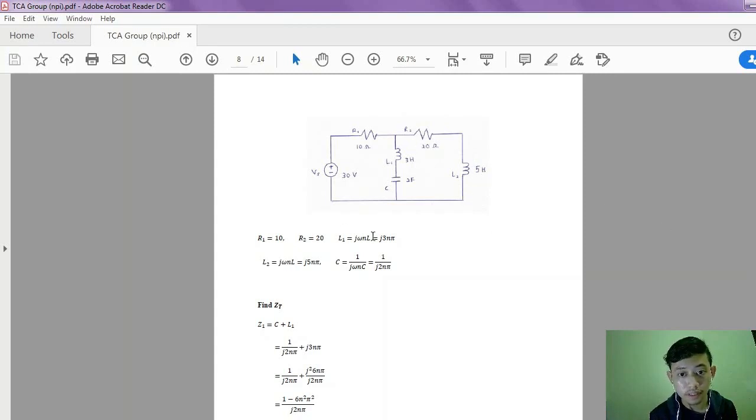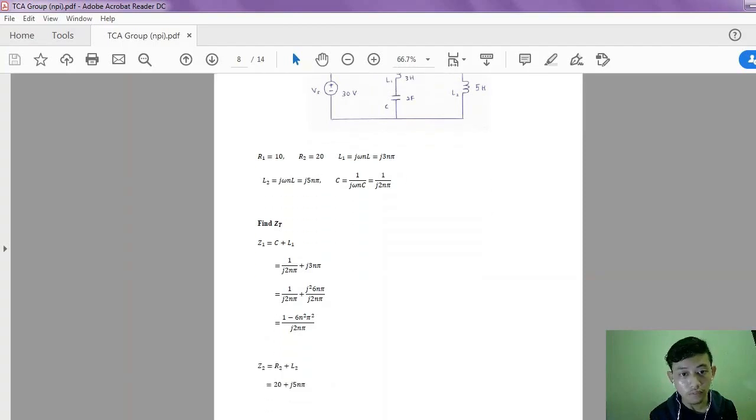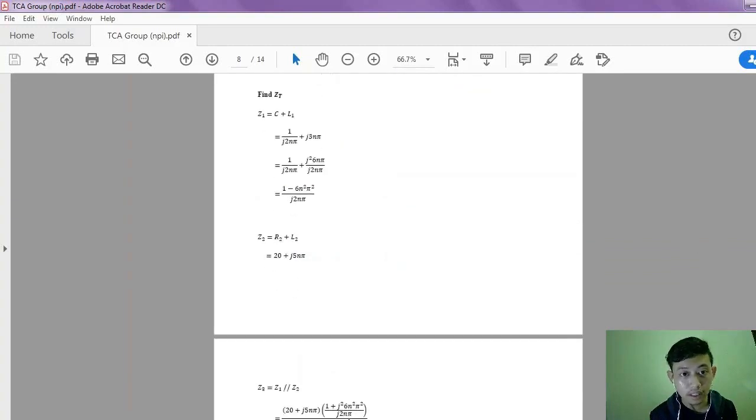In order to simplify the circuit, we have to sum resistor 2 and inductor 2. For branch 1, we have to sum inductor 1 and the capacitor. After we have all the information for the circuit, we can find the total impedance, ZT.